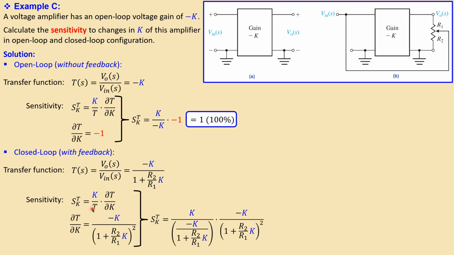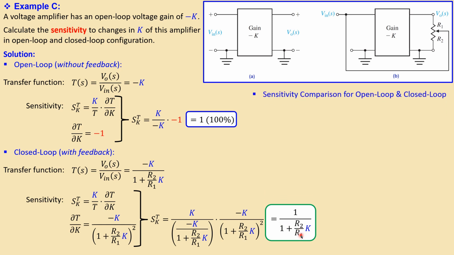So K over the transfer function itself times the derivative of that T towards K, the partial derivative. If you now simplify this expression, you will get 1 over 1 plus the R2 over R1 times K, so 1 plus the loop gain again. All right, this is then the result, and that means the open loop and the closed loop configurations show different sensitivity. What you see is making K larger will make, of course, the sensitivity smaller, given some value, of course, for R2 and R1. But this is always 1, so we have always 100% sensitivity here.